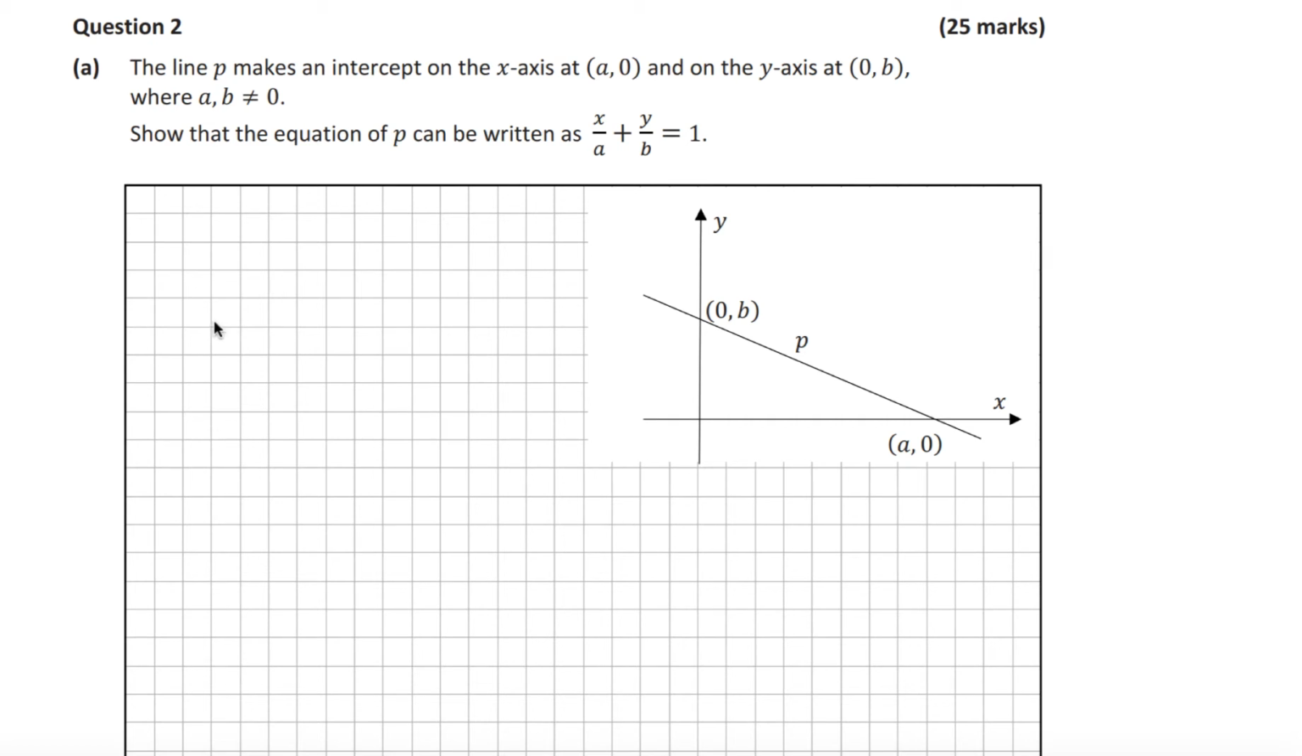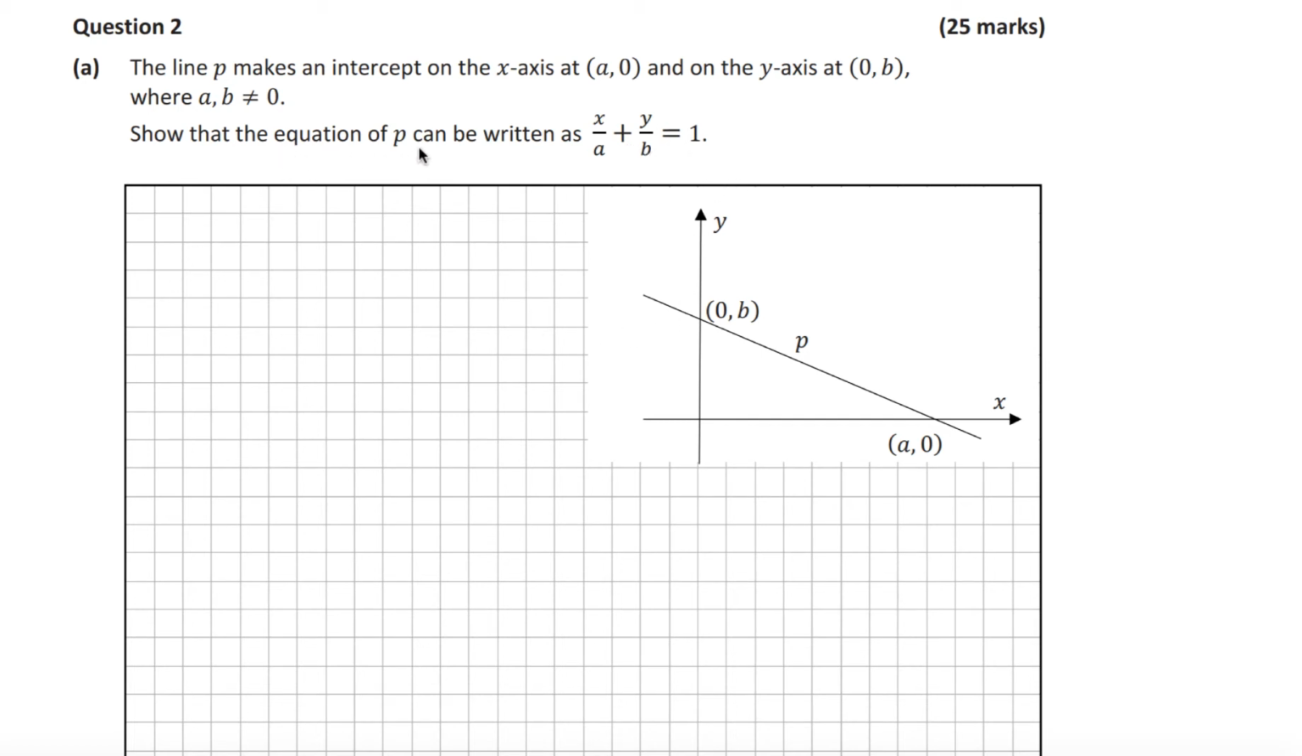This is the 2019 Leaving Cert Higher Level Paper 2, and we're looking at question number 2. Part A says that the line P makes an intercept on the x-axis at (a, 0) and on the y-axis at (0, b). This is our line P, where a and b are not equal to 0. Show that the equation of this line P can be written as x over a plus y over b is equal to 1.